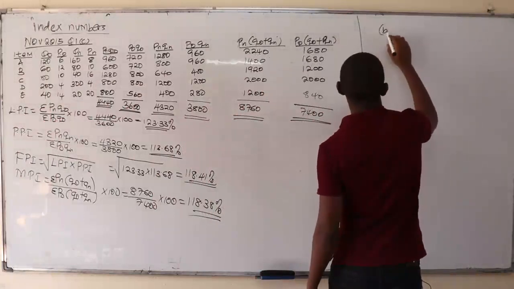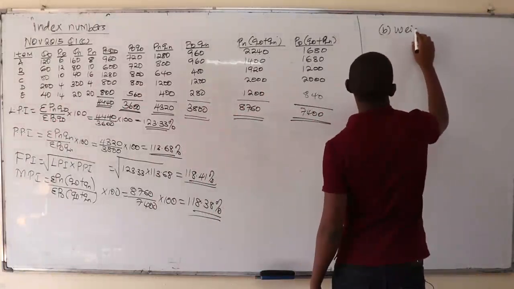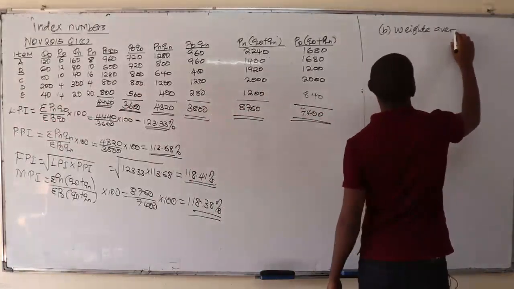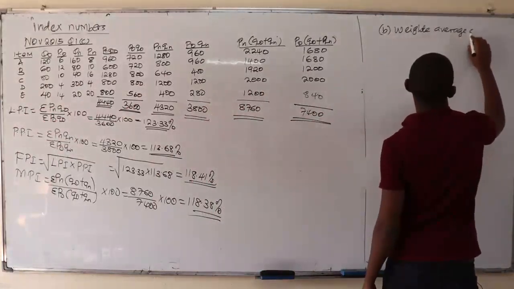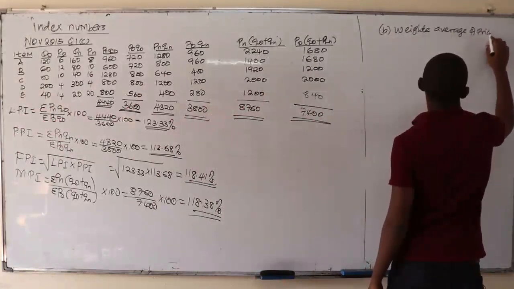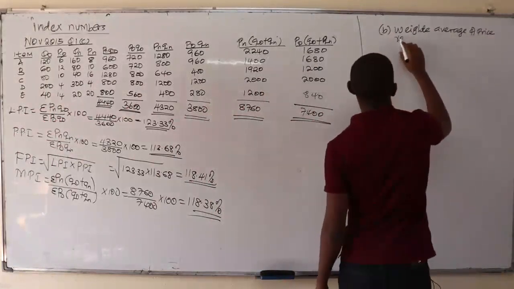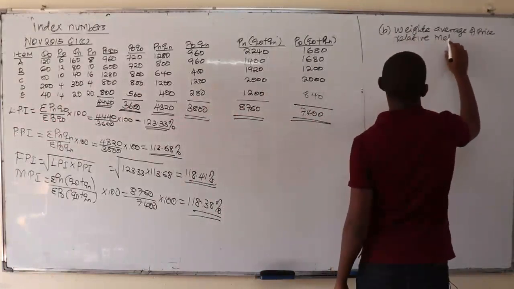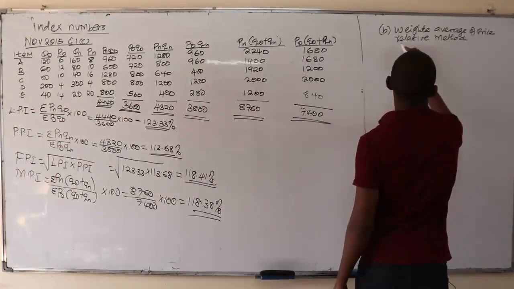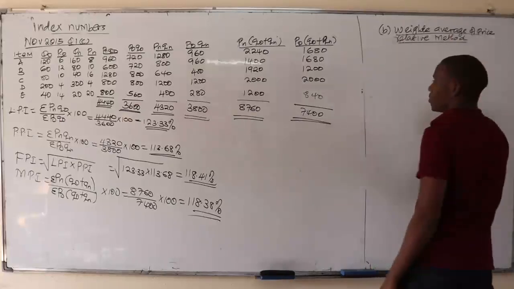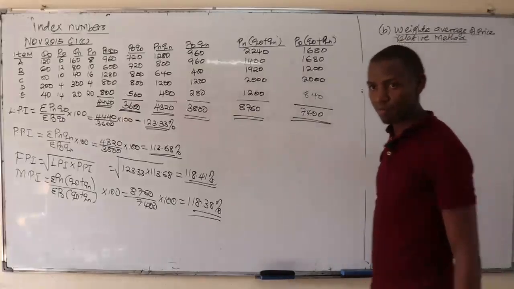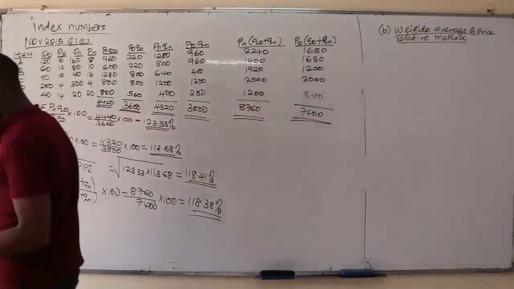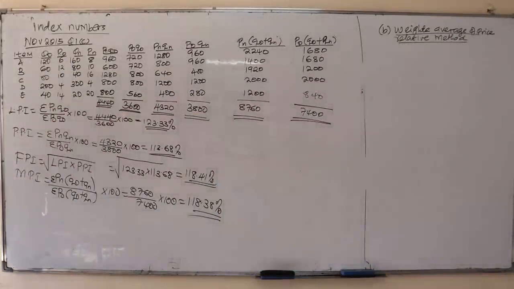That was number B, the weighted average of price relative method. A was the weighted aggregate. And the weighted aggregate is whereby we've been able to see all those other values.